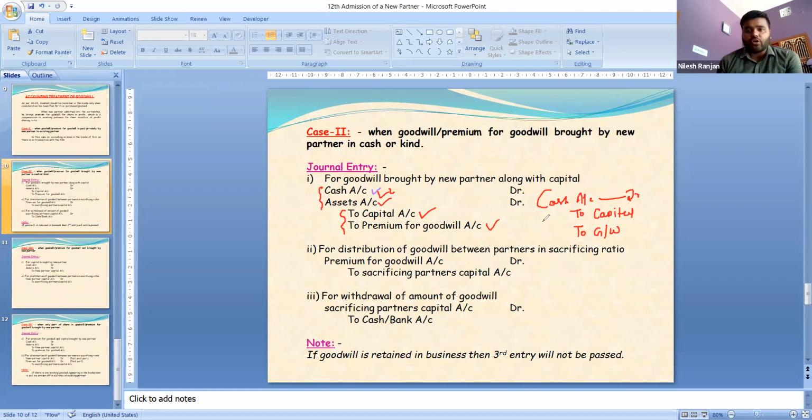If only cash is brought by the new partner, then you don't have to write assets. But if both are brought by the new partner, like cash, assets, machine, furniture, whatever the item is, then we have to write all of these. Like if cash is brought, cash account debit. If machine is brought, machine account debit. If furniture is brought, then furniture account debit also, to capital and to premium for goodwill. Understood?